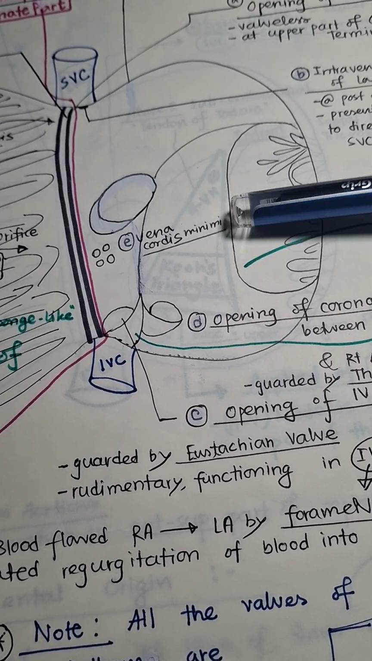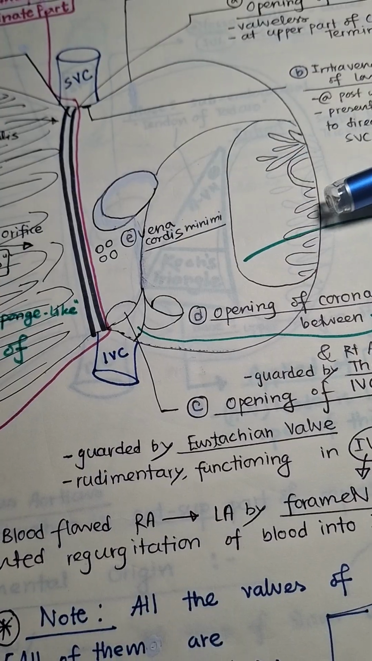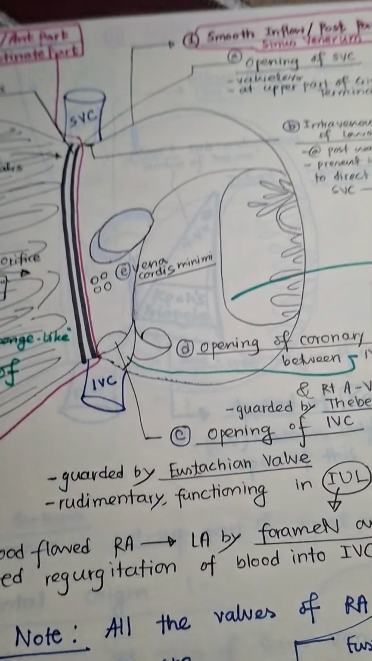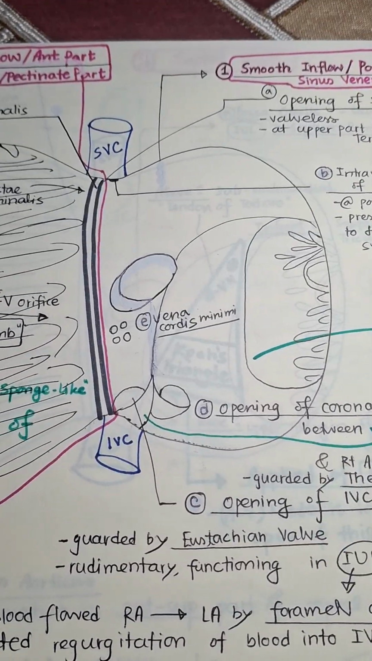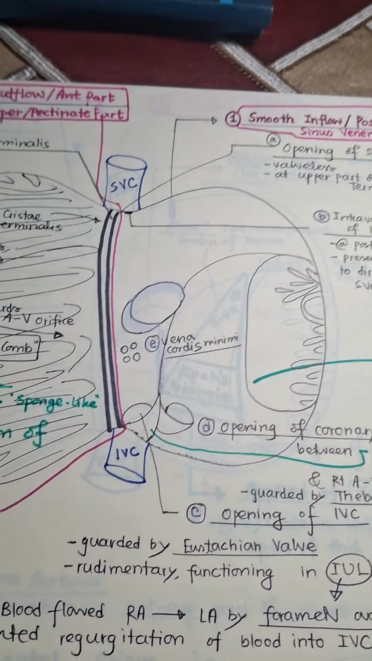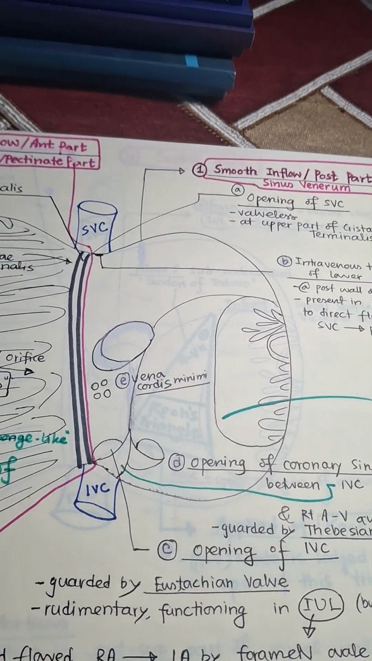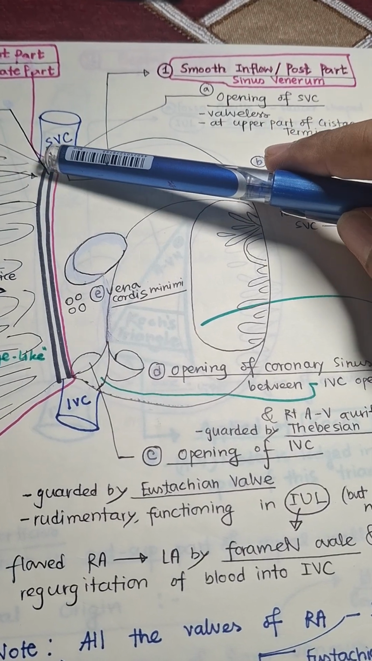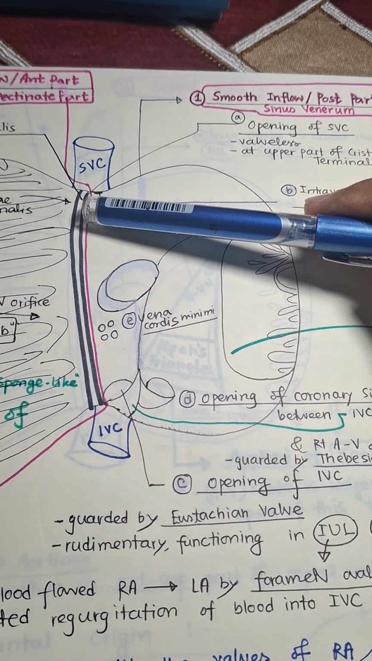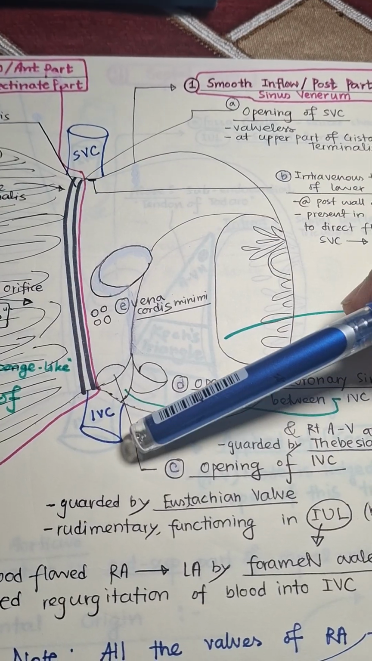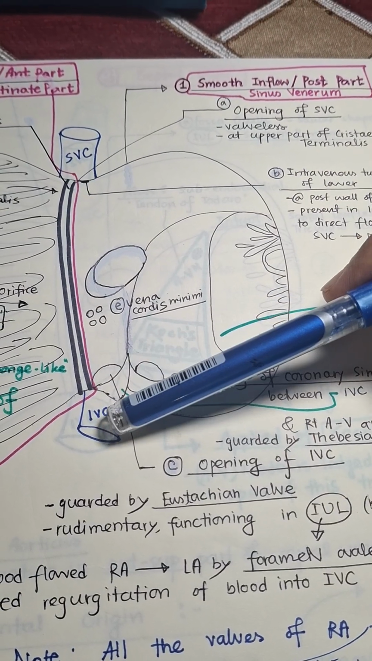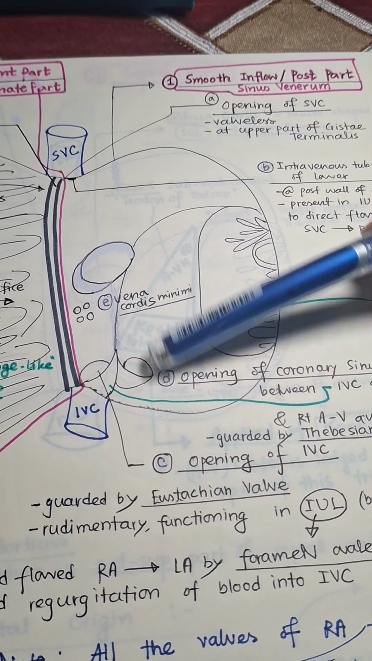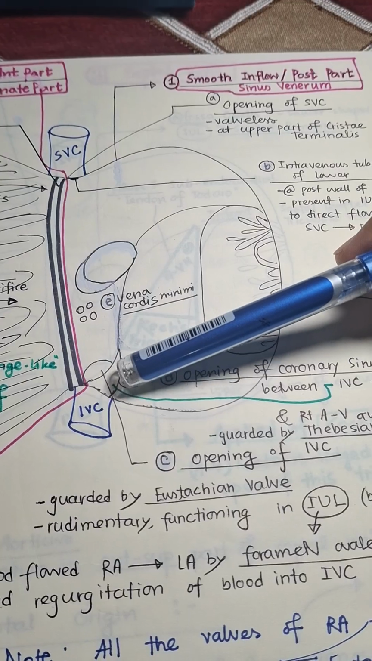The smooth part is the part which will always contain vessels, because for the flow of blood in the heart, the flowing part or the vascular part has to be smooth for a smooth flow. So there are certain openings. At first there is the SVC opening at the upper part of the crista terminalis. At the crista terminalis there is the IVC opening, the inferior vena cava opening, at the lower part of this smooth interior or smooth inflow, and that is guarded by a eustachian valve.